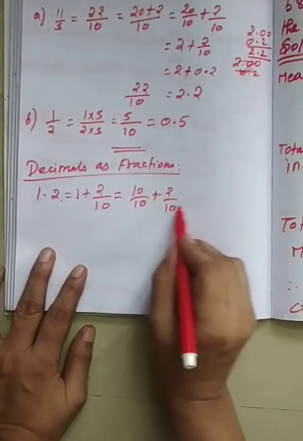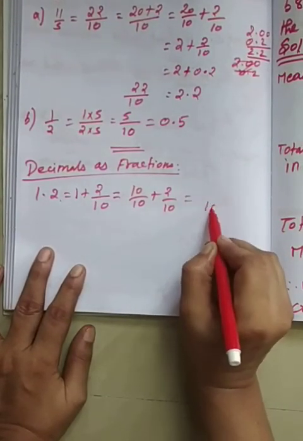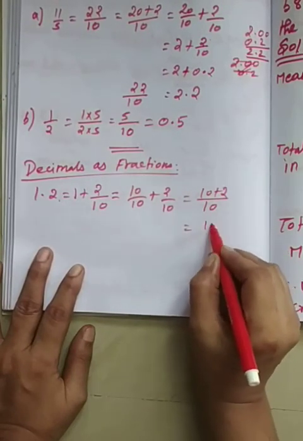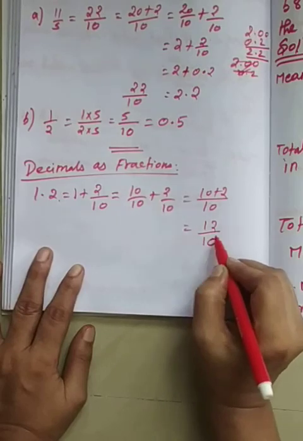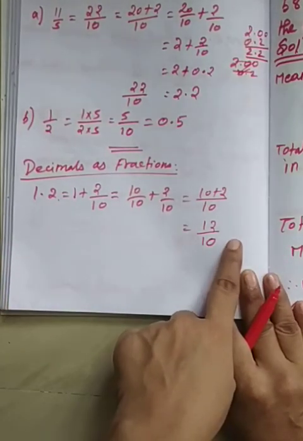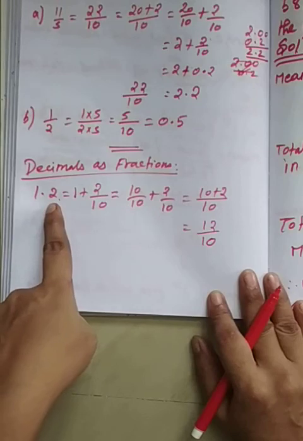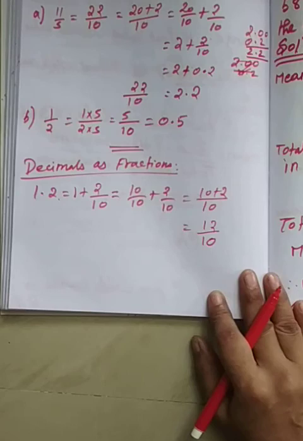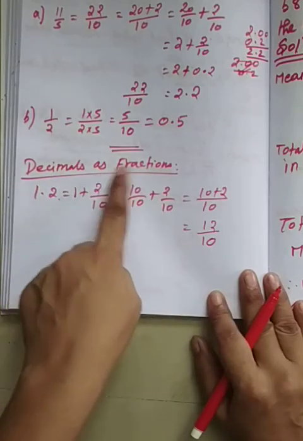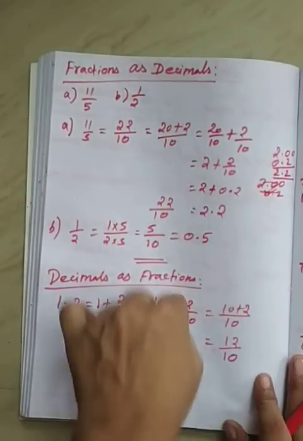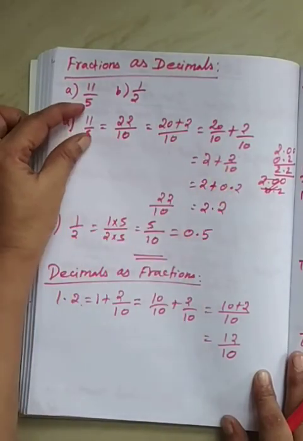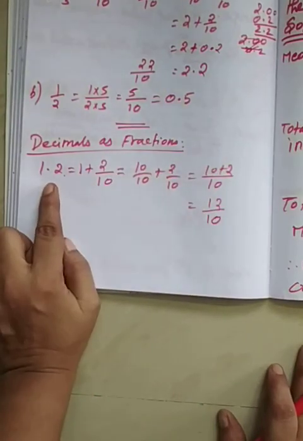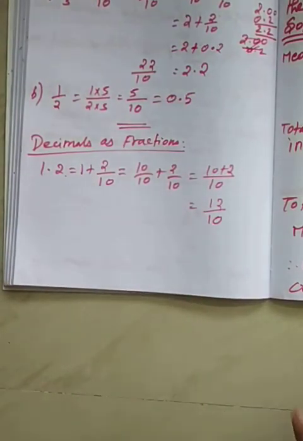See here, the denominator value is common, so you can write it only one time. You can add the numerators 10 plus 2. What is 10 plus 2? 12 by 10. Okay, see here, this is the fraction. 1.2 is a decimal. 12 by 10 is a fraction. Okay, everybody clear on decimals as fractions? Okay, this was fractions as decimals. You can take a fraction and change it to decimals. In this one, this is the decimal. You can change it into a fraction. Everybody clear on this idea?